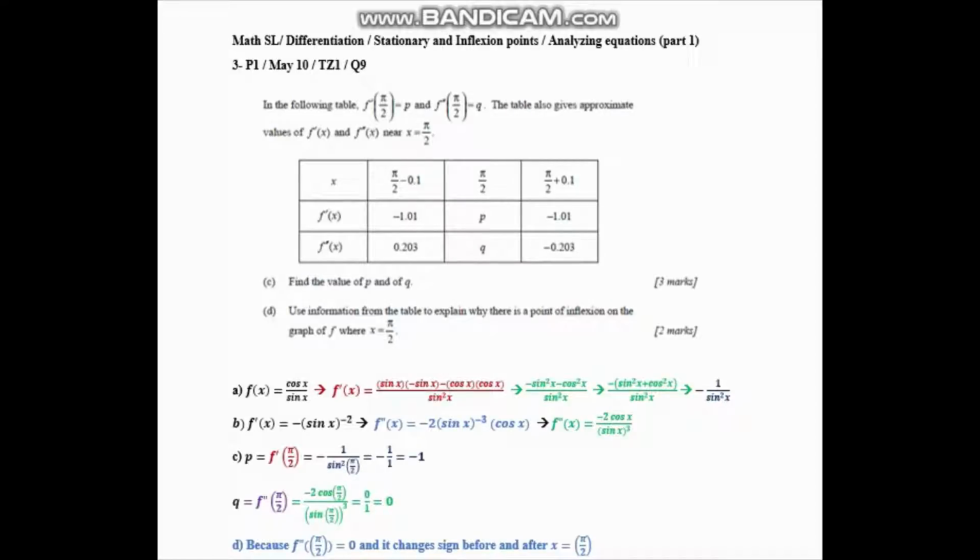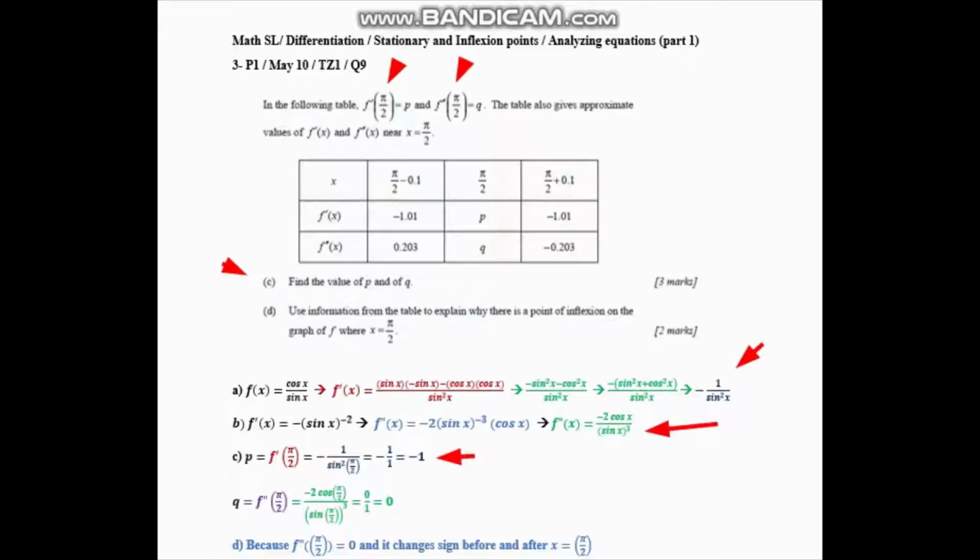So in question C, we are required to find the value of P and of Q, where P is f dash of pi over 2 and Q is f double dash of pi over 2. This simply entails removing x and plugging pi over 2 in the functions I've already obtained, which are f dash and f double dash. So P is f dash of pi over 2, so I remove x in f dash and put pi over 2. Sine pi over 2 is 1, sine 90 is 1, so negative 1 over 1 squared is negative 1.